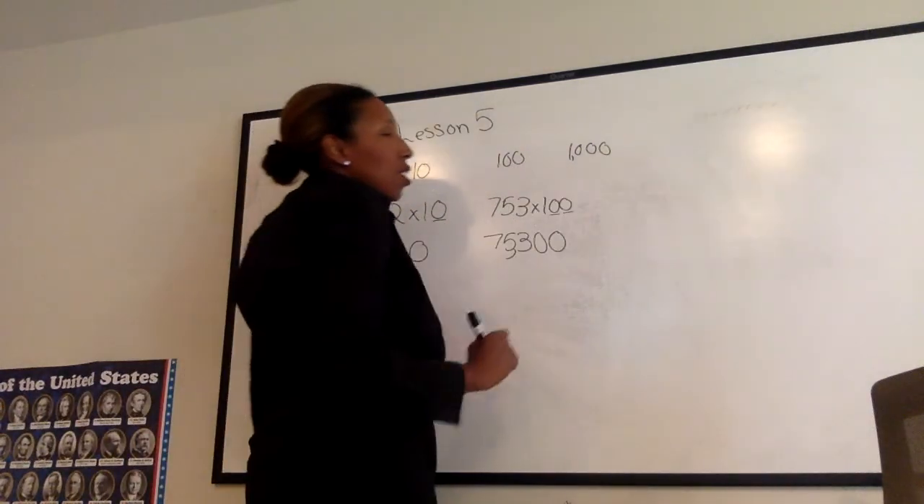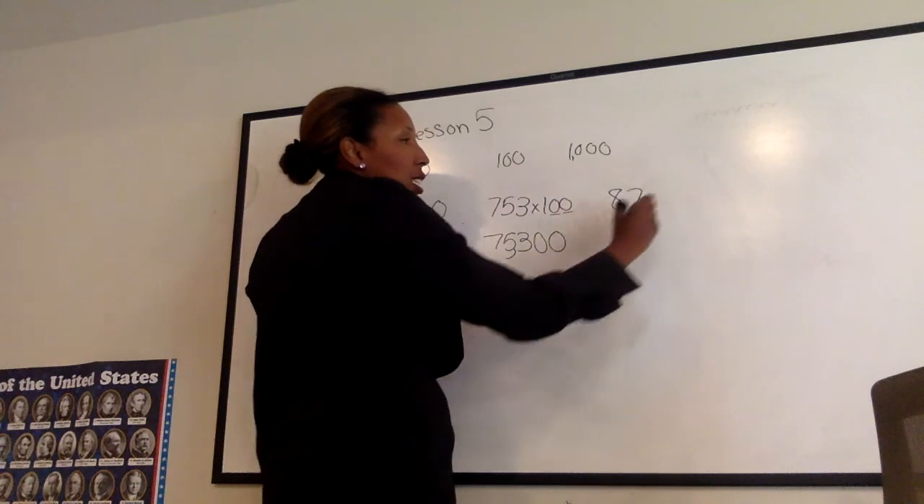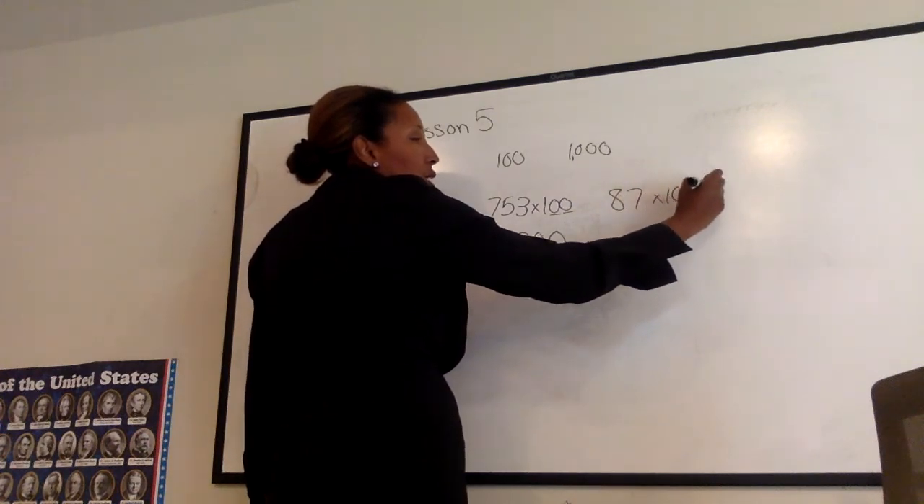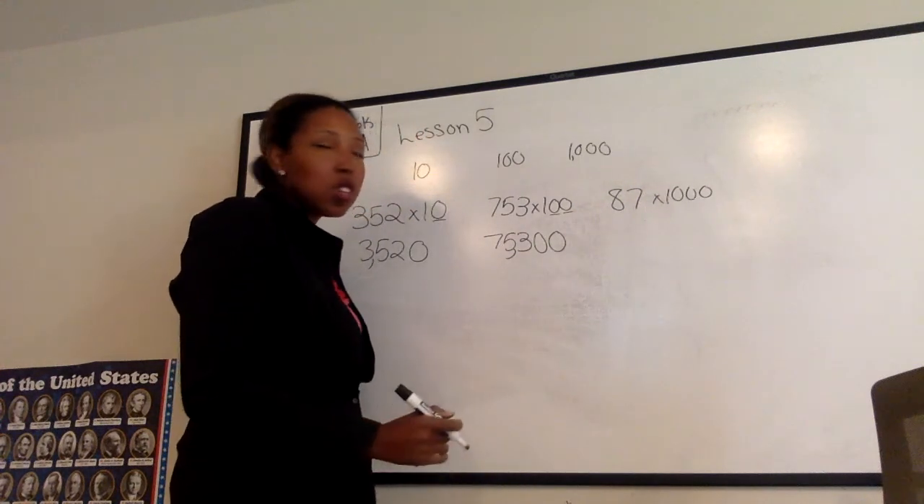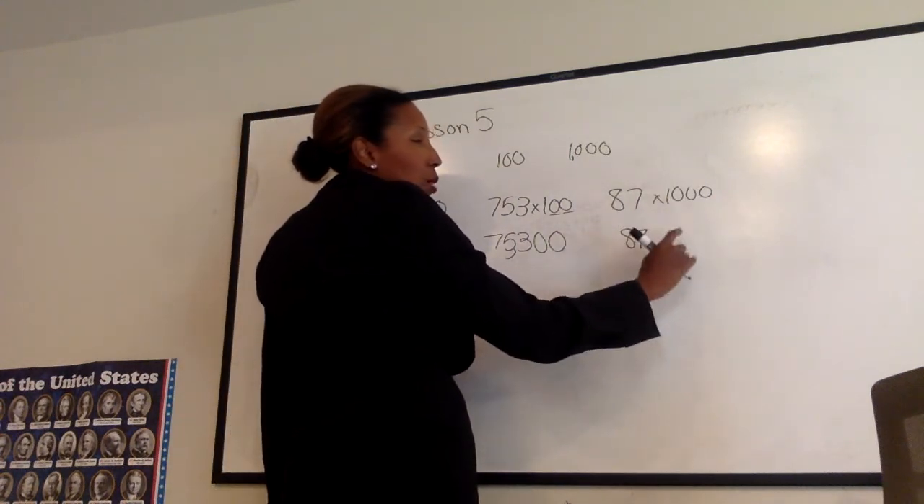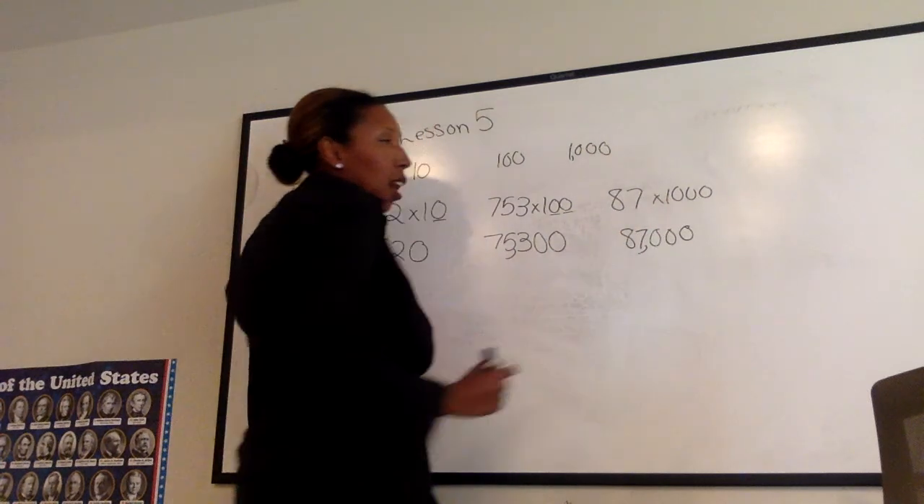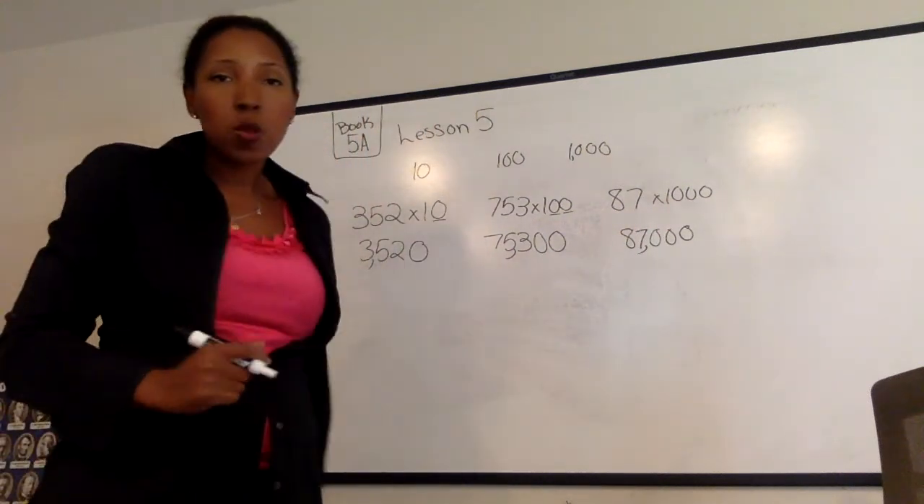If I have 1,000, if I have 87 times 1,000. Seems like it'd be difficult, but all you do is say 1 times 87 is 87. How many zeros do I have? 1, 2, 3. Now, that pattern works with everything.